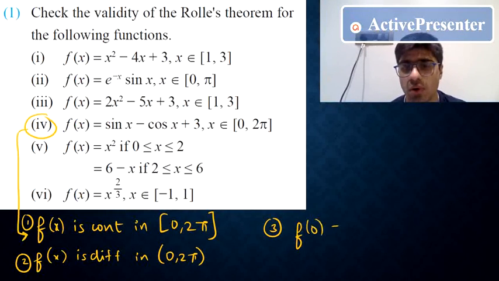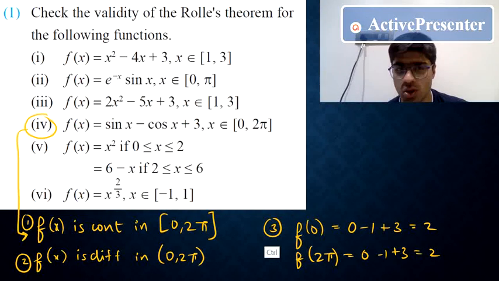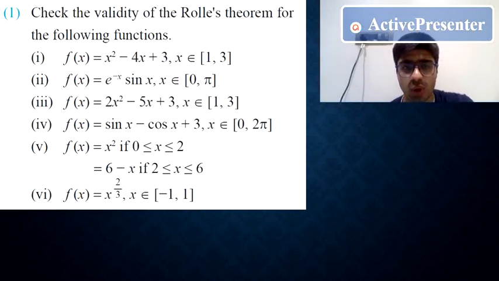F of 0, that's going to be sin 0, which is 0, minus cos 0, which is 1. So we have 0 minus 1 plus 3, which is equal to 2, and f of 2 pi, that will be sin 2 pi, which is again 0, minus cos 2 pi, which is minus 1 plus 3, which is again equal to 2. So f of 0 and f of 2 pi, both of them are equal to each other. So the third condition of Rolle's theorem is also satisfied, and we can conclude that for the fourth function, Rolle's theorem is applicable.